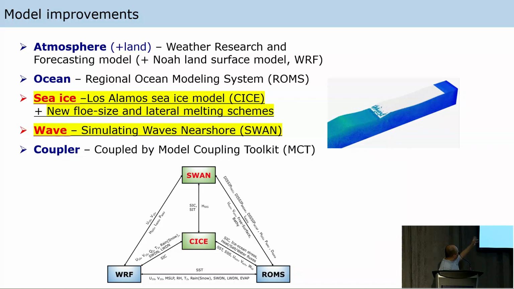So finally, we add the wave model, SWAN, in our modeling system to realize this wave-ice interaction, a two-way interaction. And to realize this two-way interaction, we implemented a new floe size and also a lateral melting scheme in the CICE model, to realize this coupling between wave and ice.